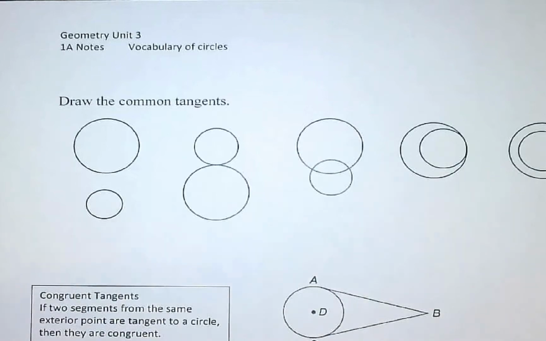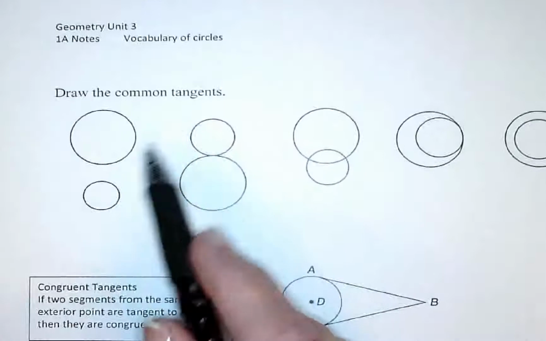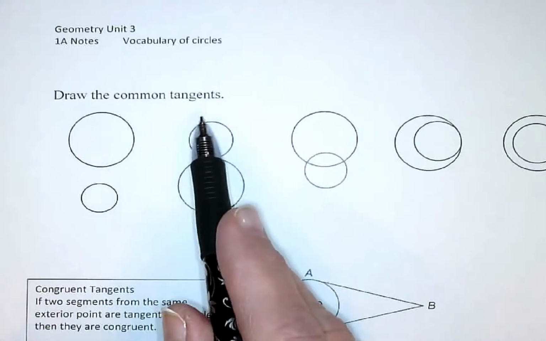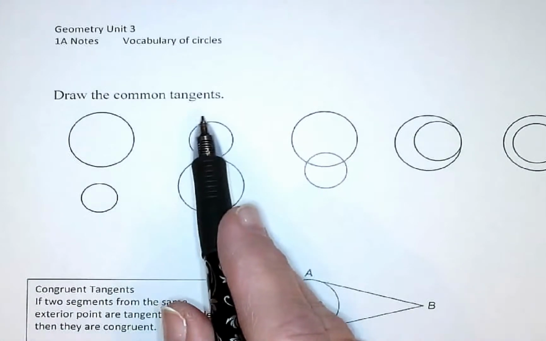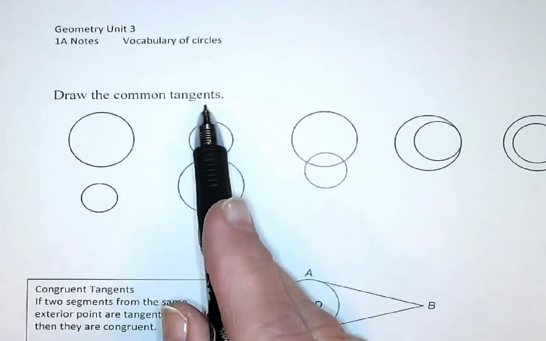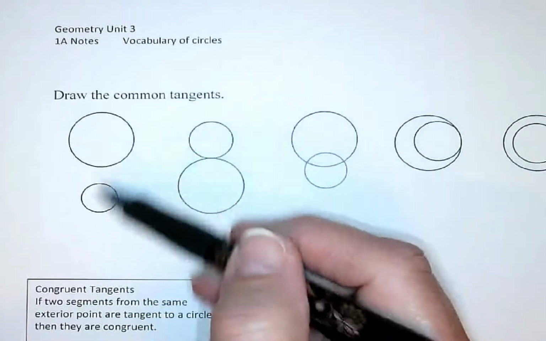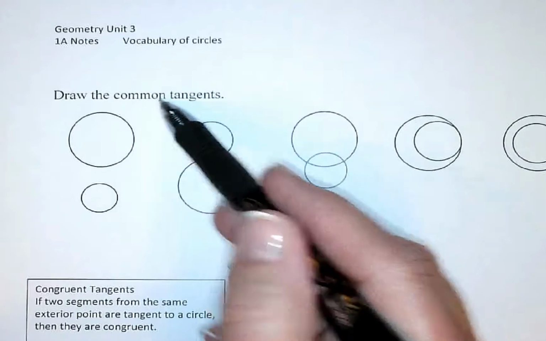Okay, here we go with notes for 1A. This is part 2. So you can see here it asks me to draw some common tangents. If you remember from the first part, a tangent is a line or a ray or a segment that intersects a circle at one point. If it intersects two or is tangent to two circles, then it's called a common tangent.